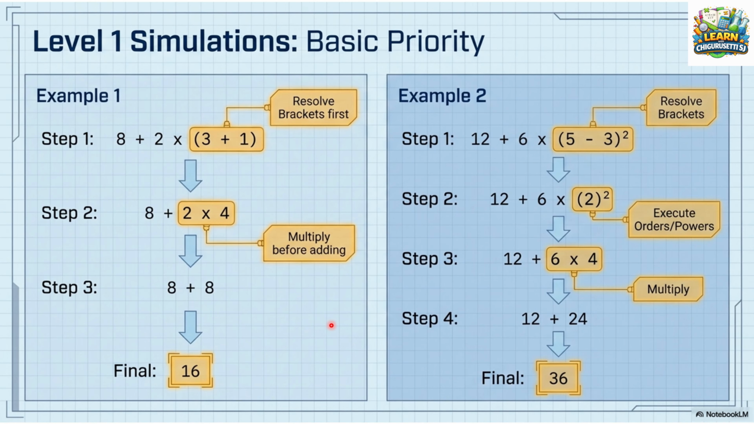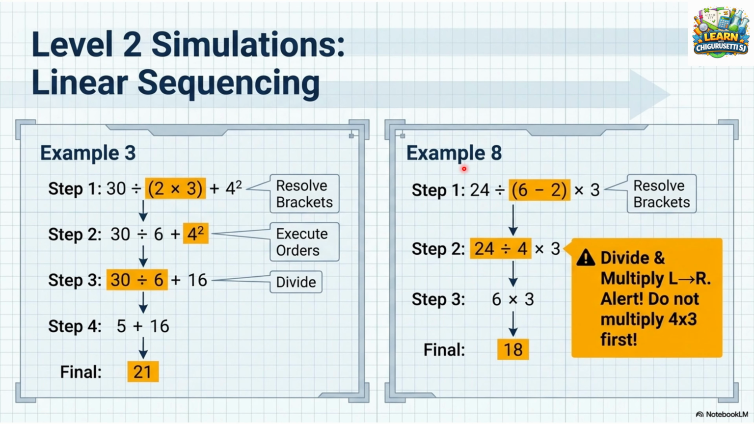This is level 1. So here when we are doing the sum, first we'll be doing the brackets, then we'll be multiplying before adding. In the second one also, we have completed the brackets, we have executed the power, then we multiplied, then we got the answer. These are some of the hard ones. First we should do the brackets, then as 2 3s are 6 it came down. Now we should execute the squares, then divide, then add. Same for this also: first brackets, then divide, then multiply.